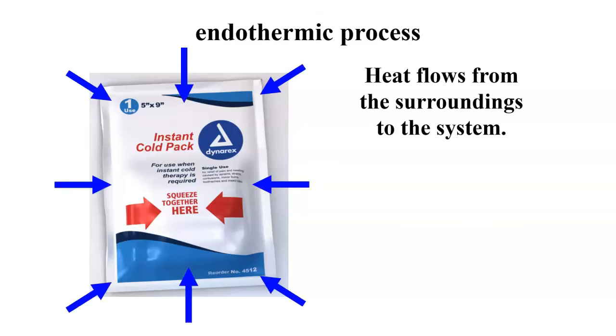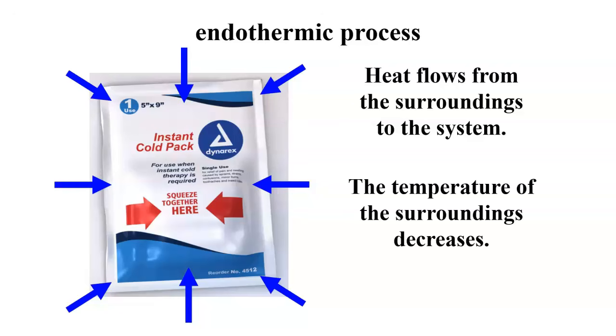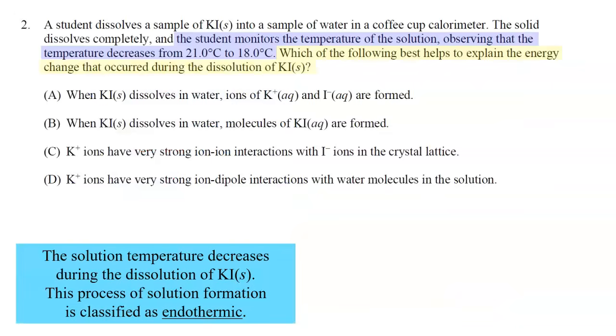So during the process of an instant cold pack, whatever's happening inside that pouch, heat is flowing from the surroundings to the system, and the temperature of the surroundings decreases and it feels cold. So we know that the solution temperature decreases during the dissolution of solid potassium iodide. Therefore, we can conclude that this process of solution formation should be classified as endothermic. Now, let's see which of the 4 choices we can eliminate at this point.